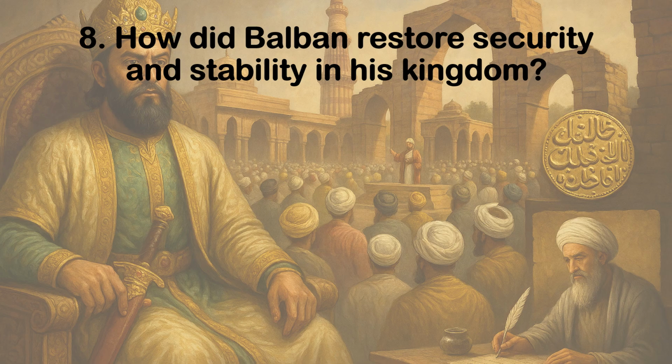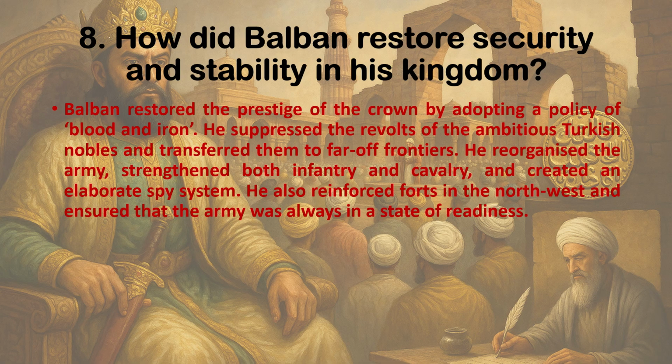How did Balban restore the security and stability in his kingdom? Balban restored the prestige of the crown by adopting a policy of blood and iron. He suppressed the revolts of the ambitious Turkish nobles and transferred them to far off frontiers. He reorganized the army, strengthened both infantry and cavalry, and created an elaborate spy system. He also reinforced forts in the northwest and ensured that the army was always in a state of readiness.